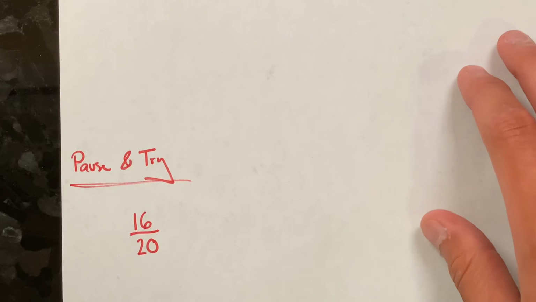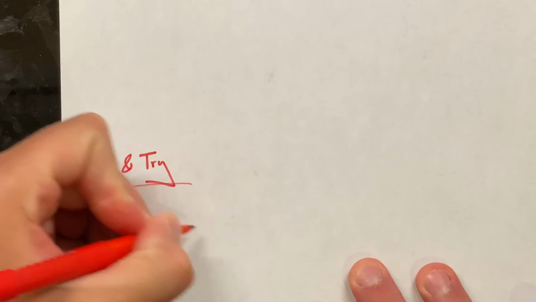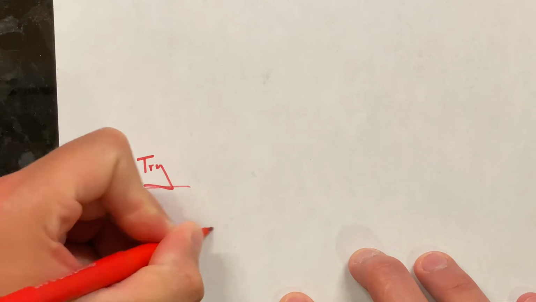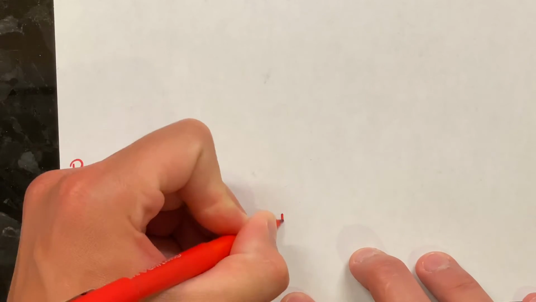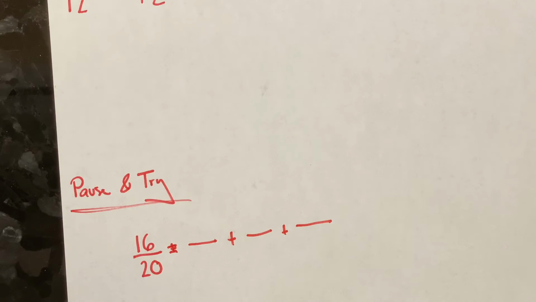Here is your pause and try for today. It's 16 twentieths. Your answer could be totally different from mine, but pause the video here, and why don't you decompose this fraction? Let's challenge you guys. Why don't you guys do it 3 ways? Go ahead and pause here.